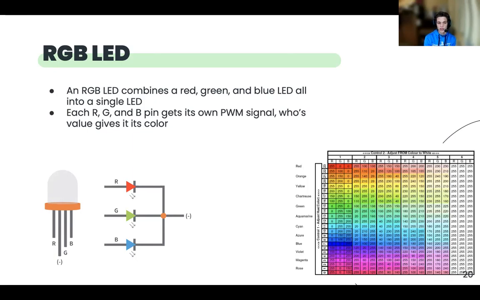So you want to give each of the R, G, and B pins their own PWM signal. This is now going to be analog, which is going to allow you to get this whole range of color that you see on the right by just varying the different values that you give the R, G, and B. It can give you all of those colors that you see there, which is really cool, and will allow us to have an RGB LED.